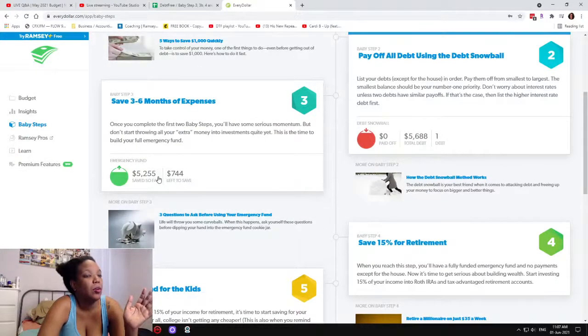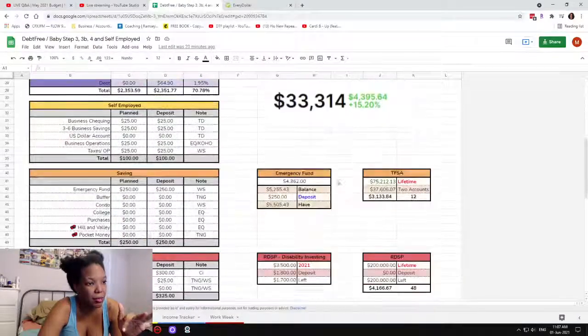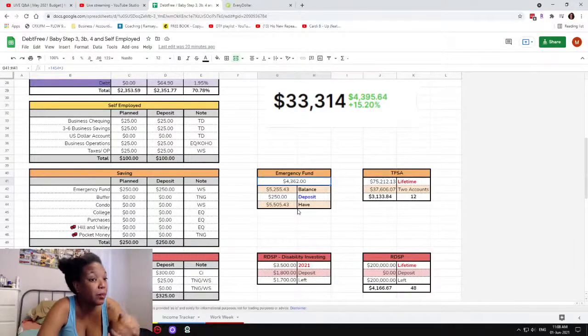So I'm actually at 3 months in my emergency fund, because my minimum amount for 3 months, which is in my spreadsheet, is $4,362. But my emergency fund balance right now is $5,255.43. It's a little over 3 months according to my bare bones budget.